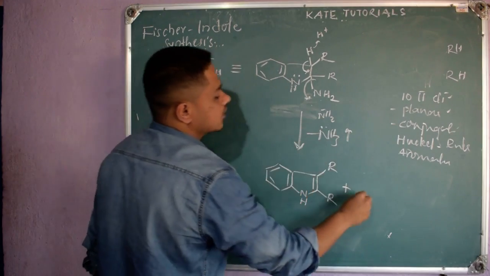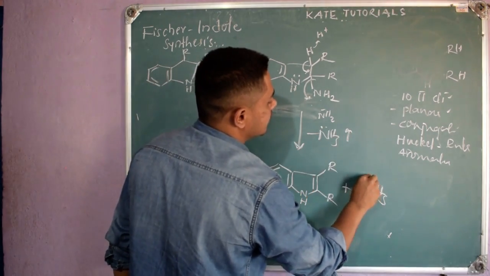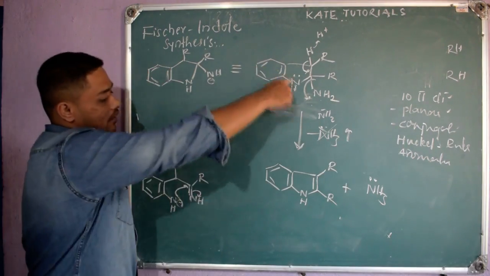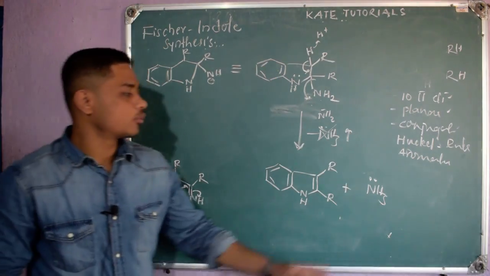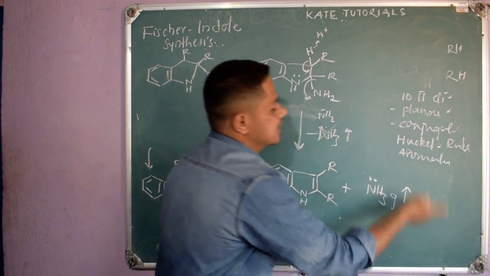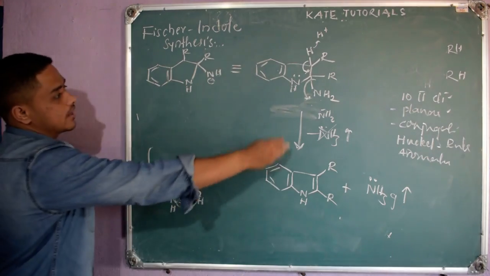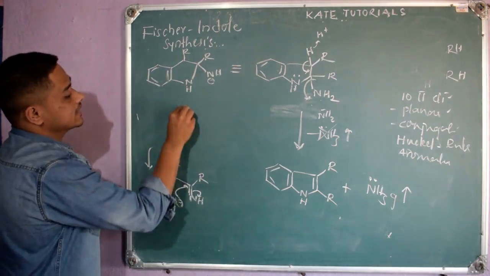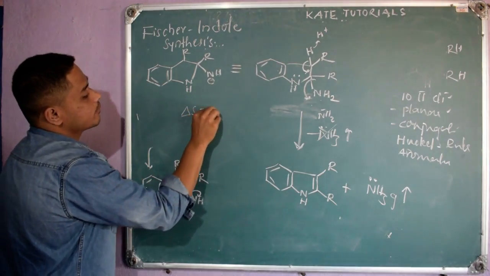I can write it here also. If you want to write it here, you can write it by rubbing this out. So the driving force of this reaction is, see, this ammonia is a gas, right? So it will be liberated to the atmosphere. So whenever there is a liberation of some gas, the entropy of the reaction increases. Delta S will be positive.